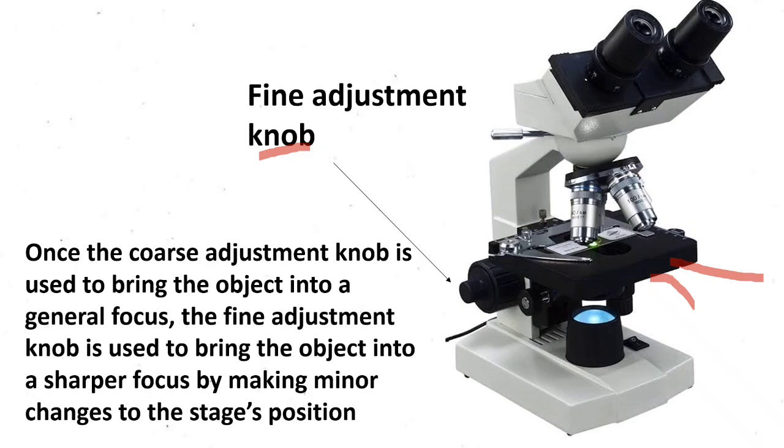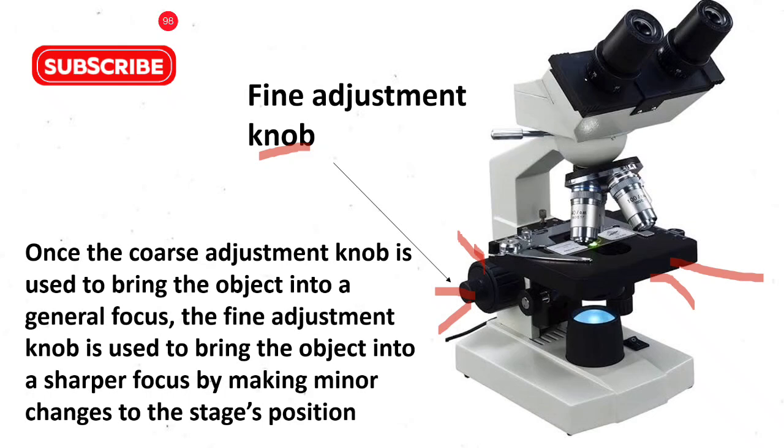So take note, you have to first of all use the coarse adjustment knob before using the fine adjustment knob. The coarse adjustment knob, which is this one, helps to bring the image to proper focus by moving the stage. Then the fine adjustment knob helps make it have a sharper view, by just moving the stage slightly, just to have a clearer view. So that is the fine adjustment knob.